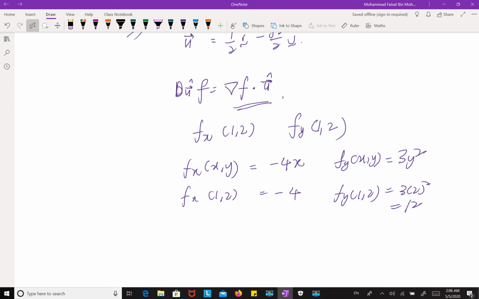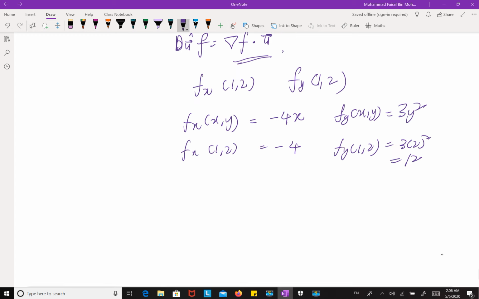So since the unit vector is given as u equals 1 over 2 i minus square root 3 over 2 j, you can say u1 equals half, u2 equals negative square root 3 over 2.